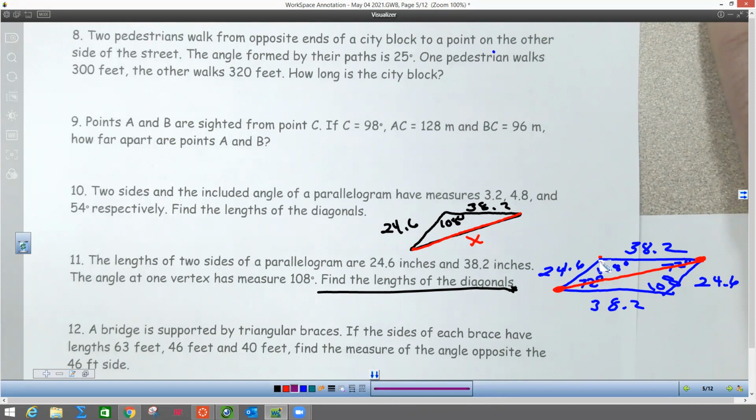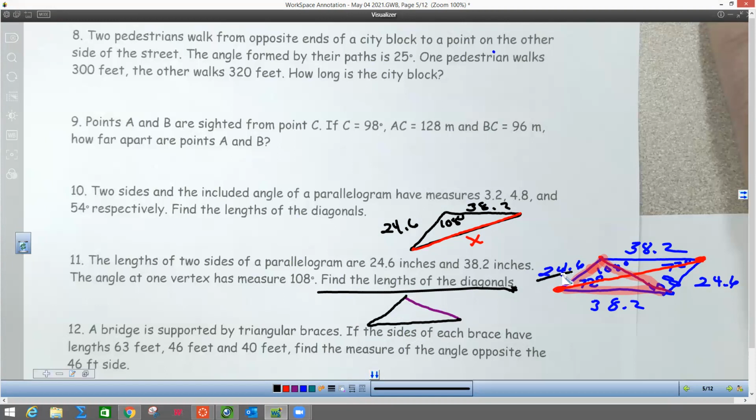I'll put that in purple. This is the other diagonal that I have to find. So I'm going to draw this triangle. I need this triangle right here. I'm going to draw that one down here, and I'm going to make this the diagonal part right there. And then I've got this side and this side.